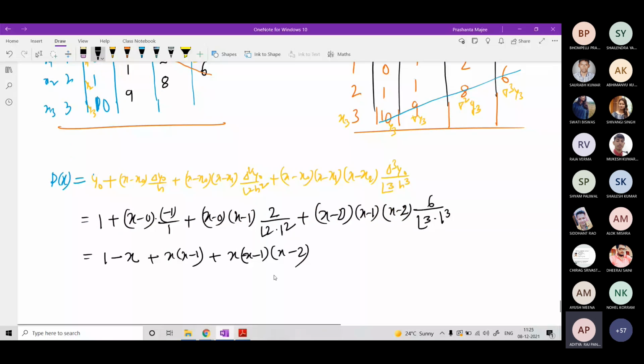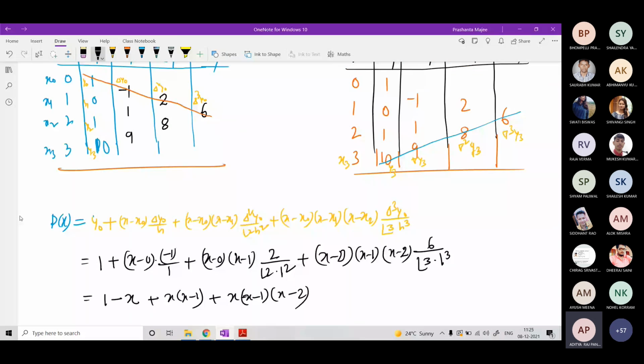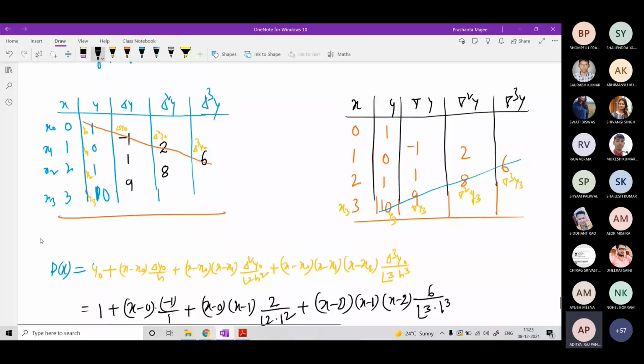Is it okay to you? Sir, how is the value of h determined? h means the difference between two consecutive x values. What is the spacing between two x values? The difference of x values is 1. So that is why that h value is substituted as 1.